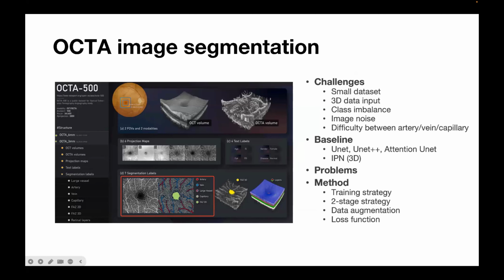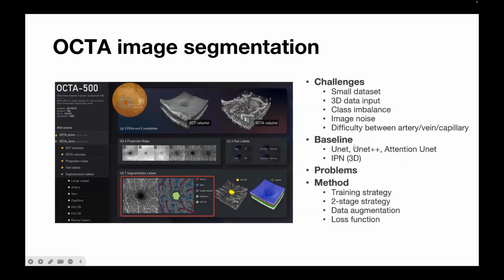The third challenge is you can see here. For some types of labels, they appear much less than the background. So the class imbalance will make the training even more difficult. And the fourth challenge is quite common in most medical images. The noise is always a problem. You need to think about this problem and think of some ideas to prevent that.